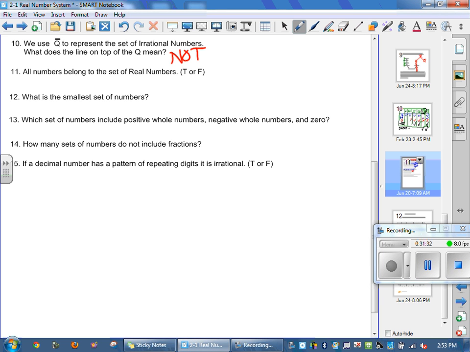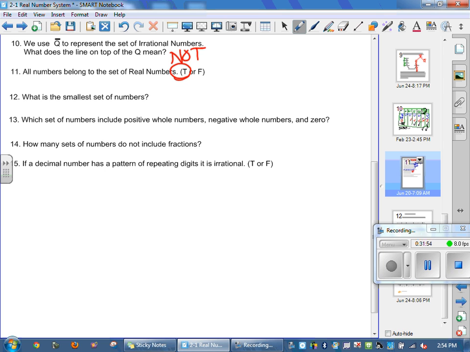Number 11. All numbers belong to the set of real numbers. All those numbers belong in the big box, real numbers. Yes, absolutely true. Because rationals and irrationals are all part of the same system. It's called the real number system. So yes, all of them belong in the box.